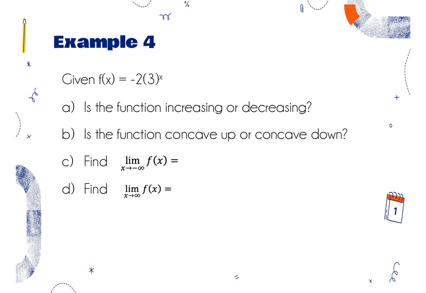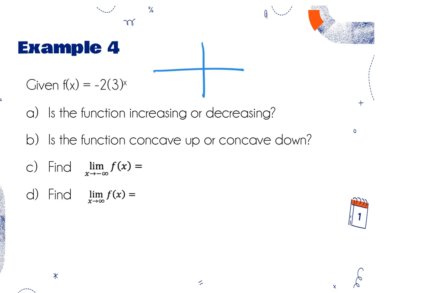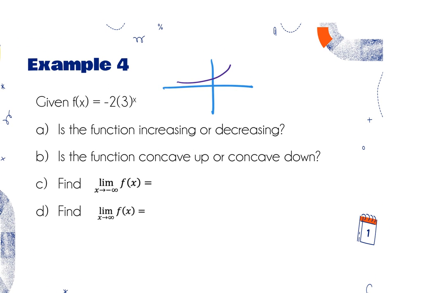All right, example 2. Now it says negative 2 times 3 to the x. What's that negative 2 going to do? Well, what's the negative doing? Goes upside down. So normally it looks like this, but now I'm flipping it upside down. So it's going over the x-axis.